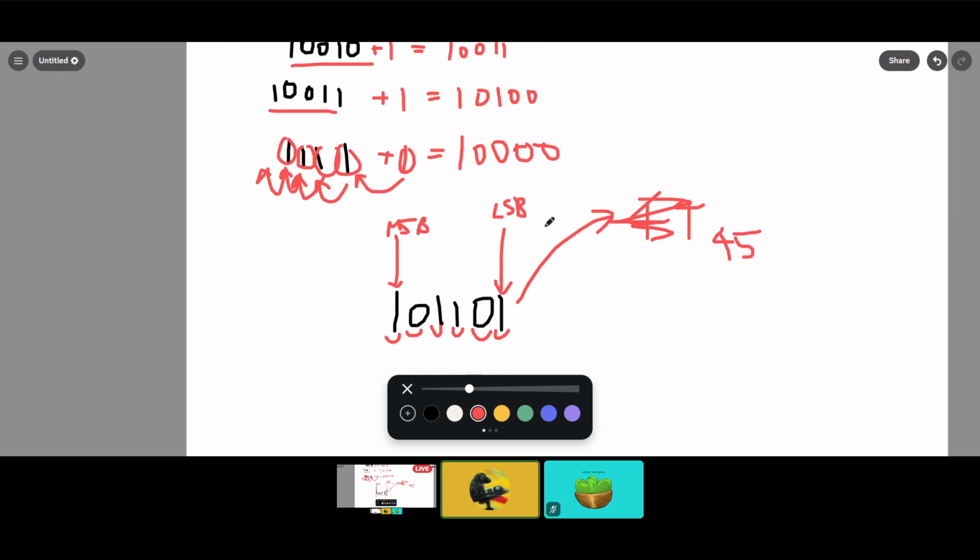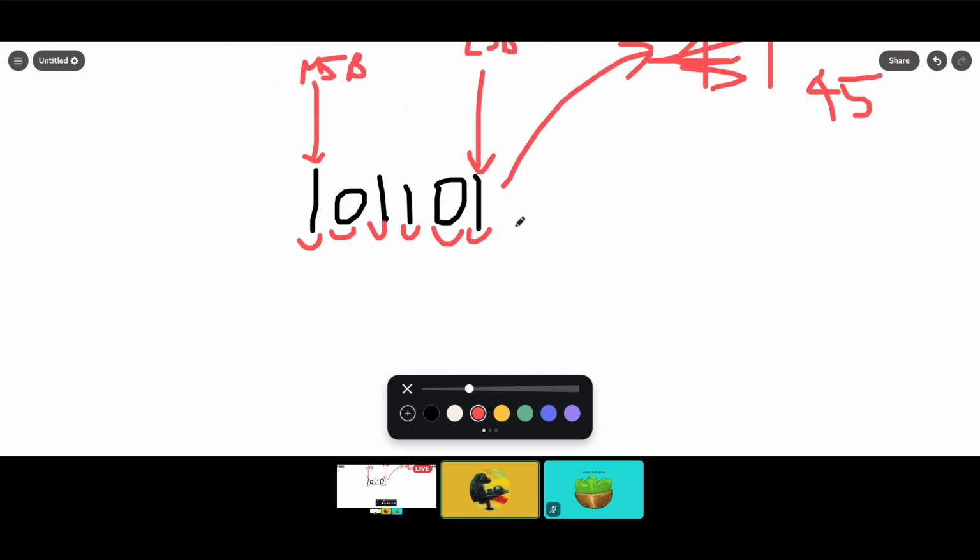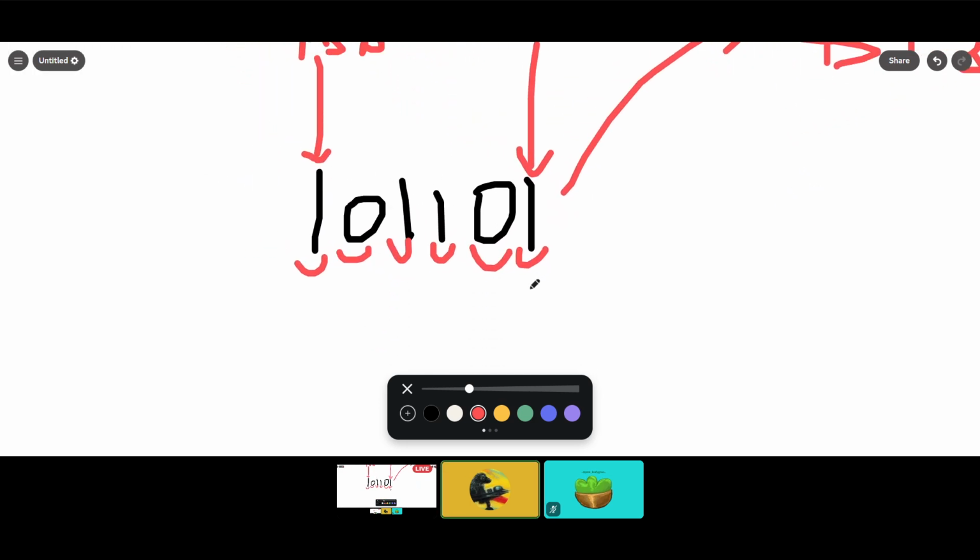Okay, so the mathematical way is we assign a number to each place. This is the ones place, we assign 0. This is the tens place, we assign 1. Hundreds place 2, 3, 4, 5. Okay, that's it.